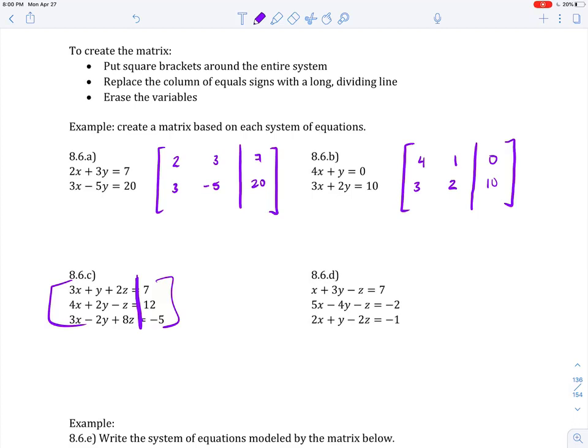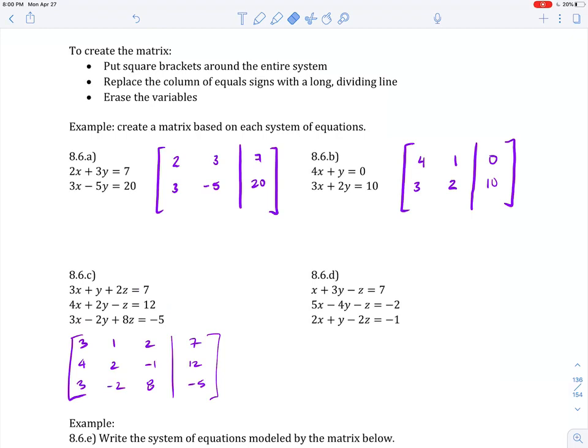The operation is the same when you look at 3D systems. Nothing really changes here. It's just like we're throwing some square brackets around there, turning that equal sign into a giant bar, and then getting rid of all those variables. So in this case, we'll have 3, 1, 2, 7 for the first row, representing the first equation. We'll have 4, 2, negative 1, 12, representing the second equation. And the third equation is 3x, negative 2y, positive 8z, resulting in a value of negative 5.